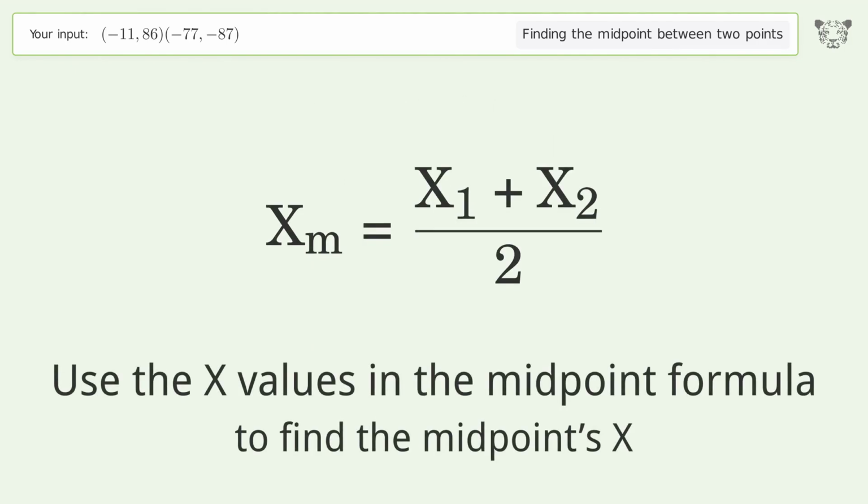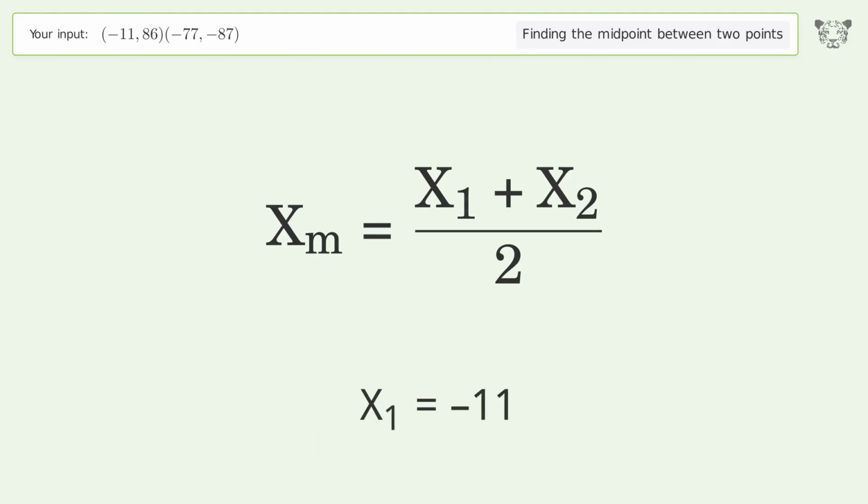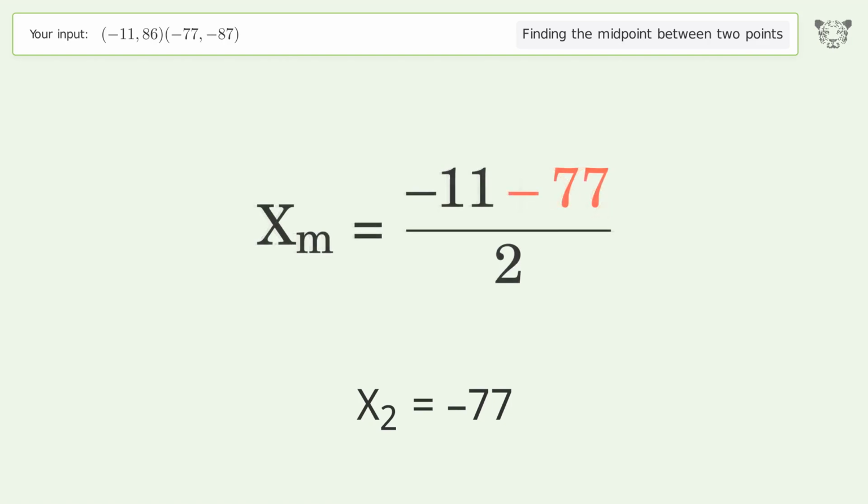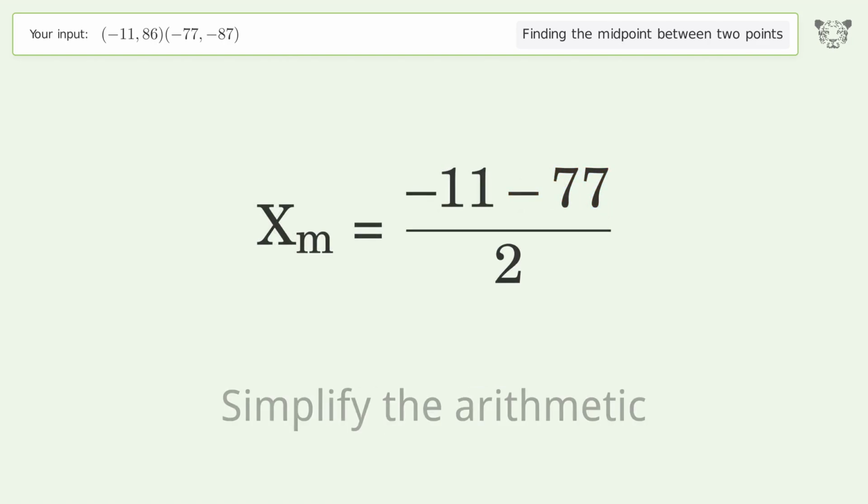Use the x values in the midpoint formula to find the midpoint's x. x1 equals -11. x2 equals -77. Simplify the arithmetic.